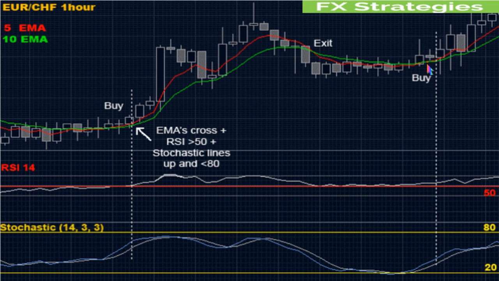But then you can see right here again, the 5-unit EMA crosses back above the 10-unit EMA, which is a good early indicator in this case. And the RSI is above 50, and the stochastic indicators are pulling up as well, and they're within the not overbought or oversold window here. So that would probably be a good time to buy back in. And as you can see, there's a definite upward trend that seems to be happening right here.